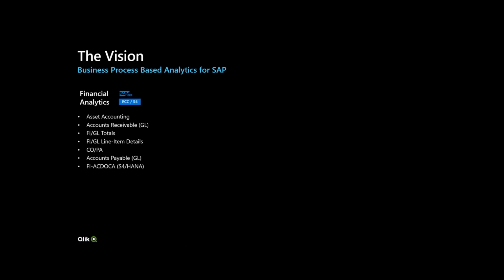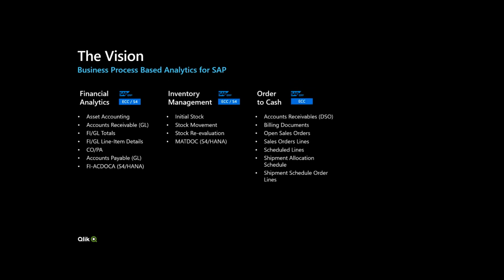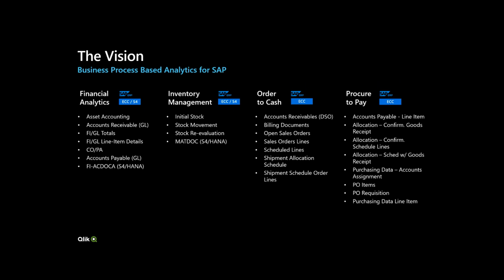So our vision behind the SAP accelerators and these pre-built models focuses on common SAP business processes that many customers use. The example I showed just now was order to cash. There's others that are developed. We have models that focus on financial analytics, inventory management, order to cash, and procure to pay. And these are some of the areas of detail where you can derive those analytics.